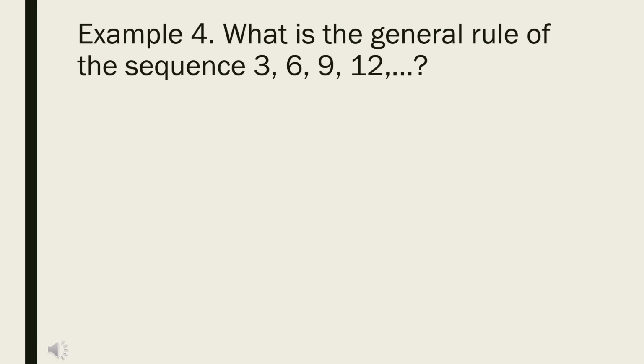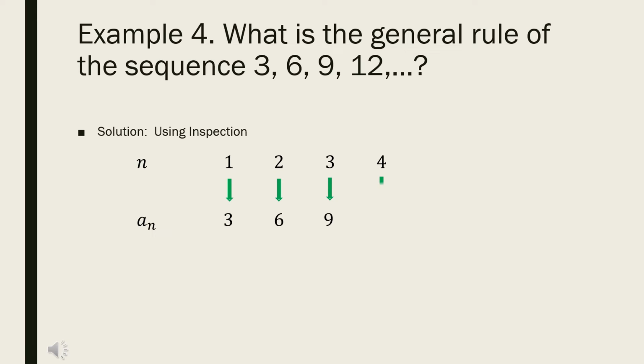Let us try to answer example 4 using inspection, to see if we can establish the same answer as the one solved using the algebraic method. Again, for inspection, we are going to write the number of terms. So we have 4 terms: 1, 2, 3, and 4 is the value of our n. And then our a sub n: the first term is 3, the second term is 6, the third term is 9, and the fourth term is 12.